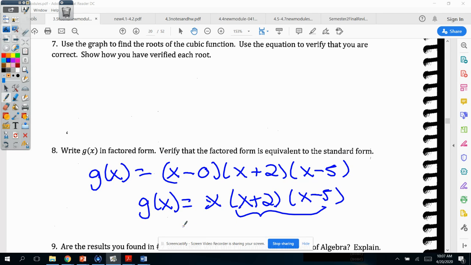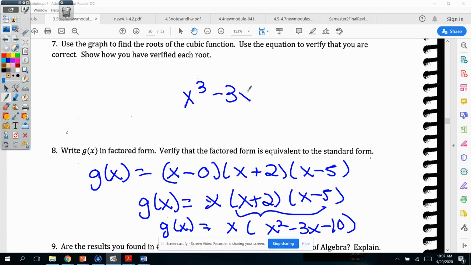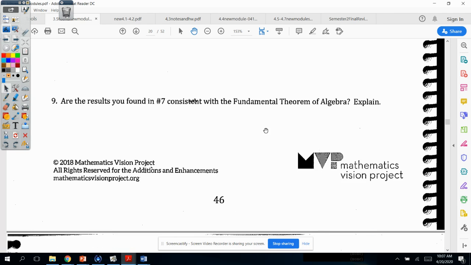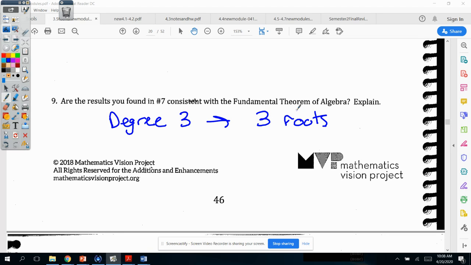They actually want you to multiply to show that it's correct. Anytime I multiply, I always do the 2 pieces first. I'm pretty fast at multiplying them. So it's x times, what's that, x squared minus 3x minus 10. Distribute the x at the end, and you get x to the third minus 3x squared minus 10x, which is what we were looking at. So they ask you, are the results consistent with the fundamental theorem? Yeah. The degree is 3. We have 3 roots. And actually, they were real roots, and they showed up as x-intercepts.